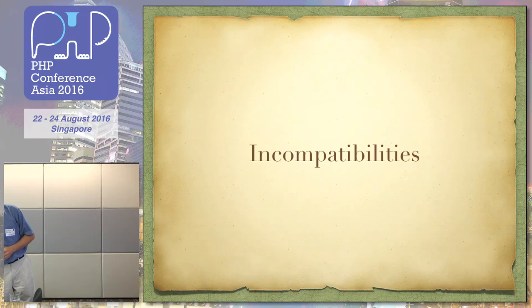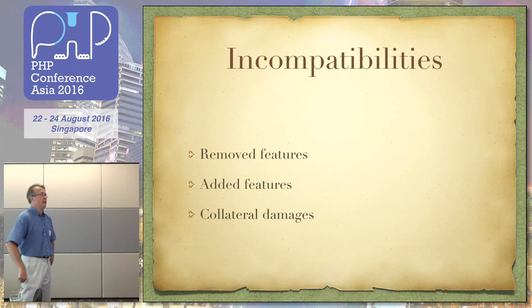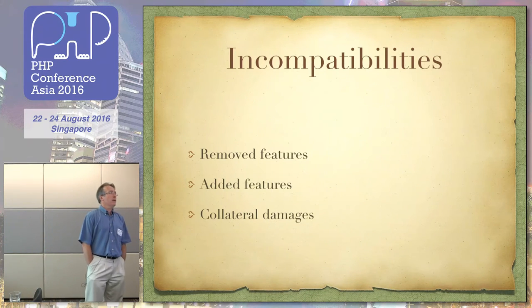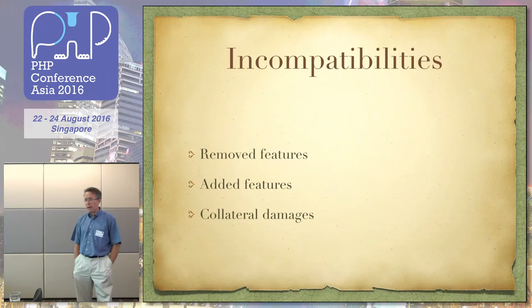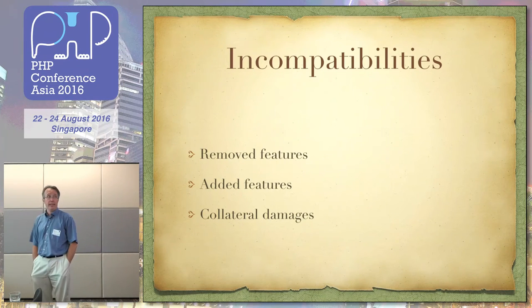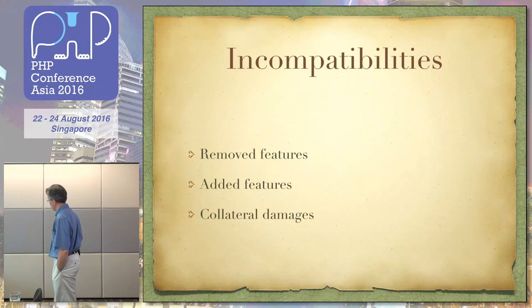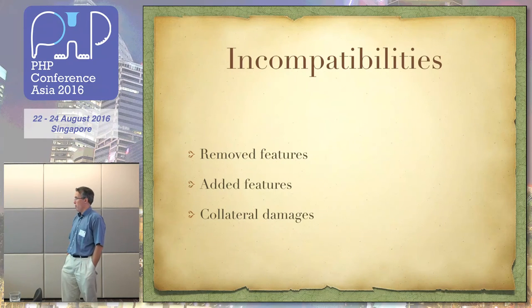Good. Let's start with incompatibilities. Incompatibilities itself could be subcategorized again in three categories. Removed features. So we mentioned split already. That's a good candidate for a removed feature. That's going to be a problem. Added features. Oh, how come added features are going to be a problem? Adding a feature should add problems?